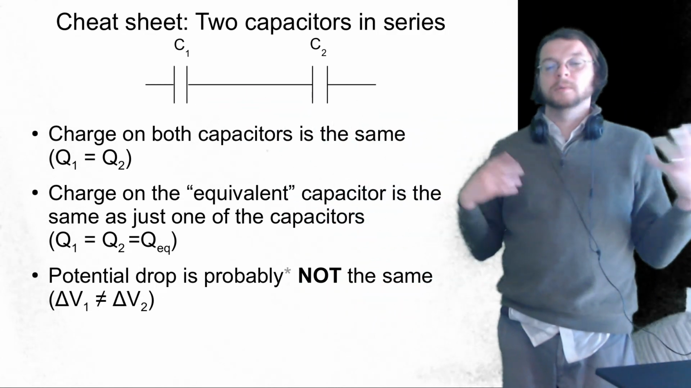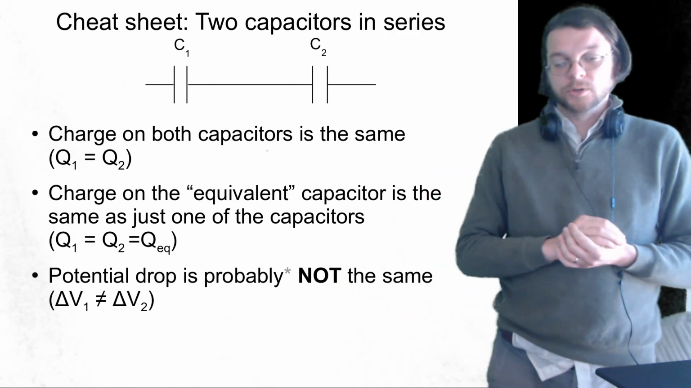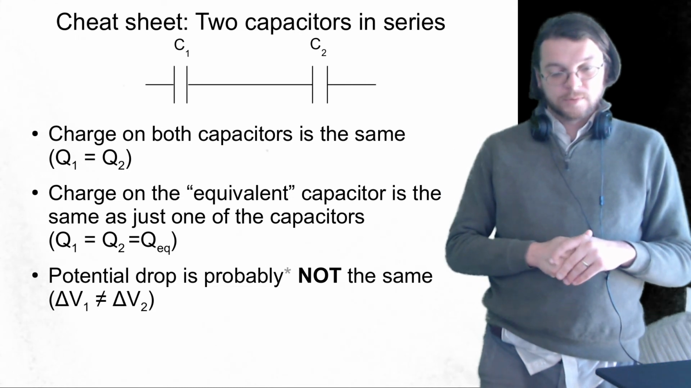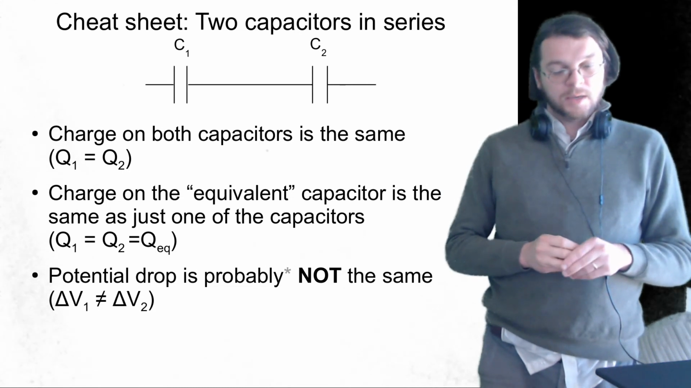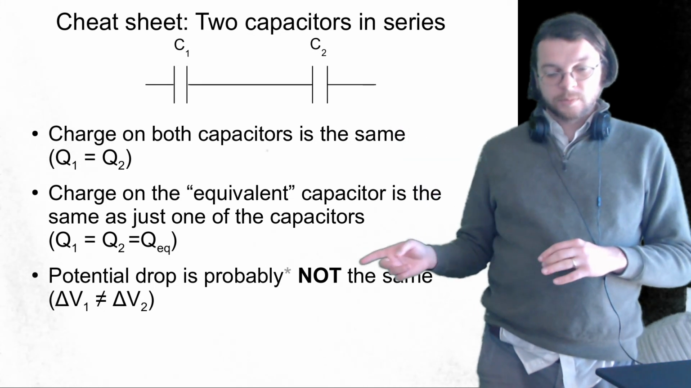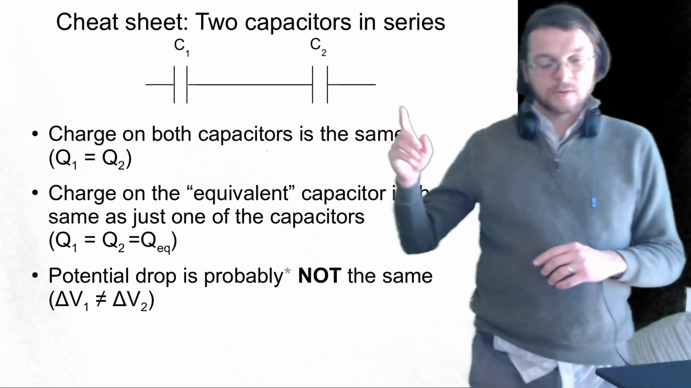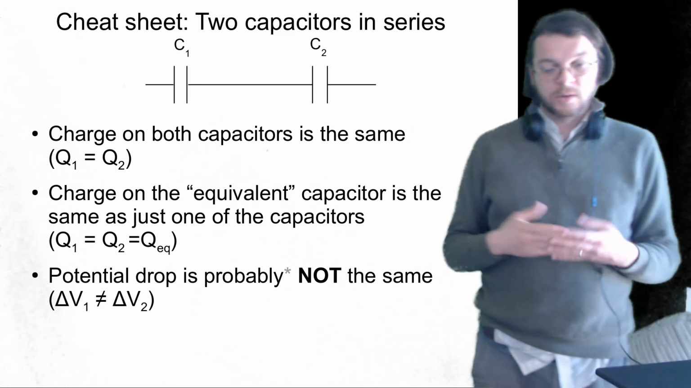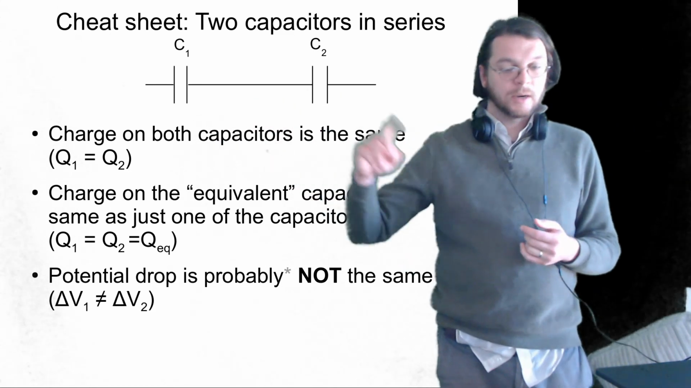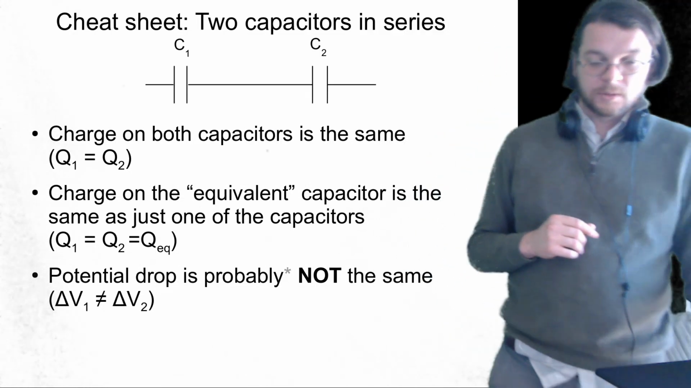Now, why do I say probably not? That seems to imply that there is some situation in which it would be the same, but maybe not in general. Well, if the capacitances were the same, if C1 equals C2, then the potential drop across each one would be the same. Of course it would. But in general, C1 is not going to be exactly equal to C2, right? So the potential drop is not, in general, going to be the same.